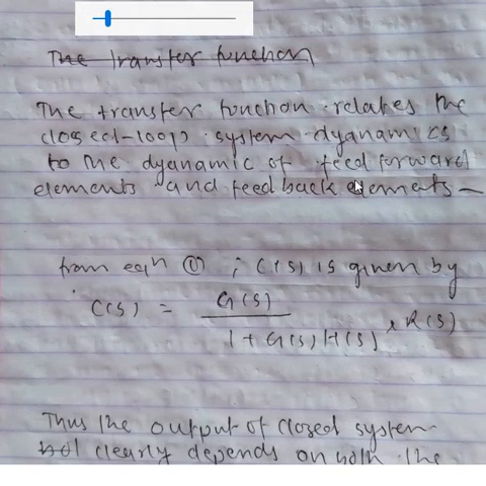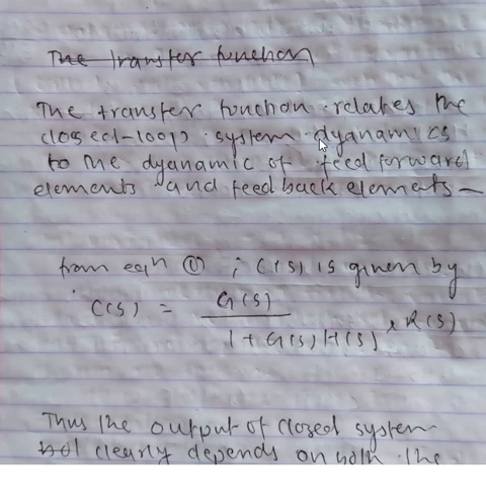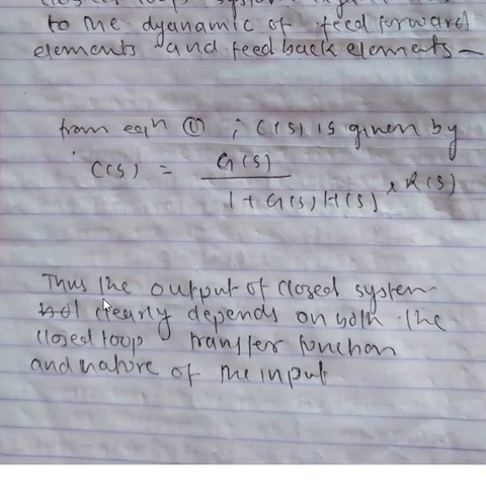The transfer function relates the closed loop system dynamics to the dynamics of the feed forward elements and feedback elements. From equation 1, C(s) is given by C(s) equals G(s) by 1 plus G(s) into H(s), into R(s). Thus the output of the closed system clearly depends on both the closed loop transfer function and the nature of the input.